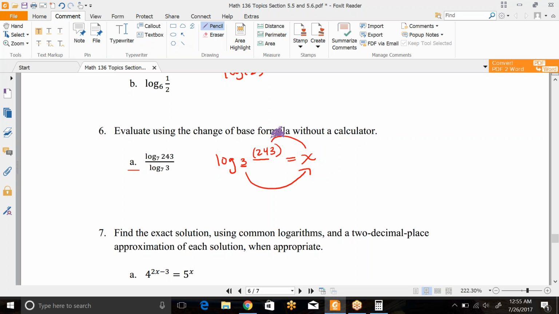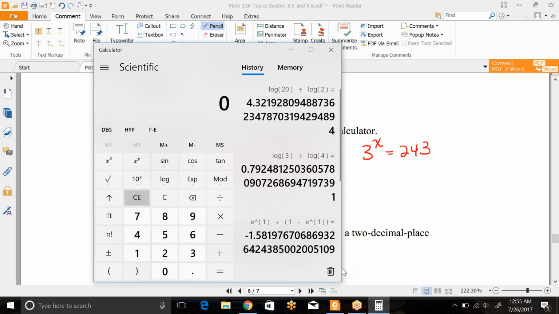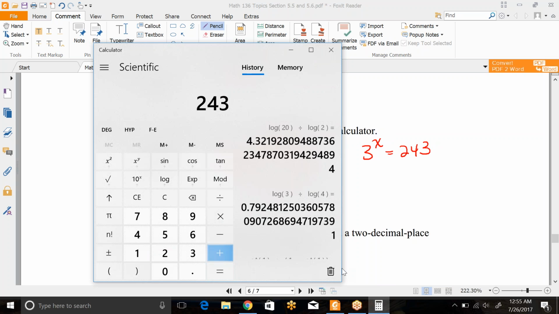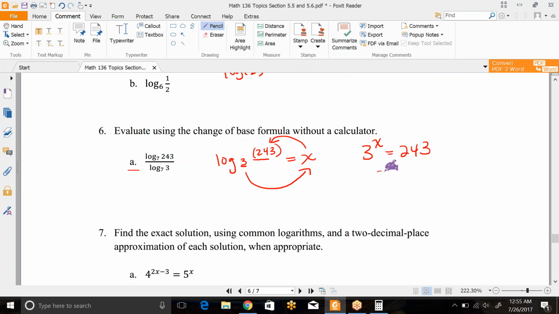So 3 to the x equals 243. If we can get these to have the same base on each side, we can solve it. So let's see, 3 to the 5th power is 243. So that means that x has to equal 5.